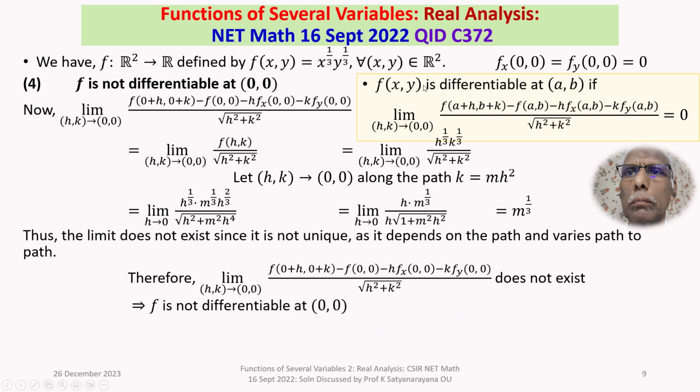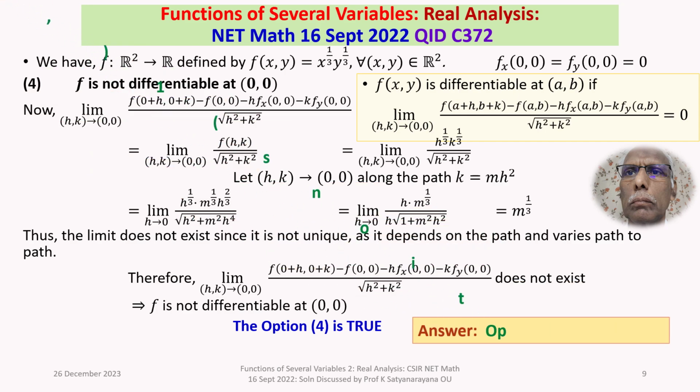Therefore f is not differentiable. And I told you this definition is if and only if. So f is not differentiable at (0, 0), and therefore the statement given in option 4 is true. Thus option 4 is true. Summarizing all the options, the answer to this question is options 1, 3 and 4. Option 2 was not true.